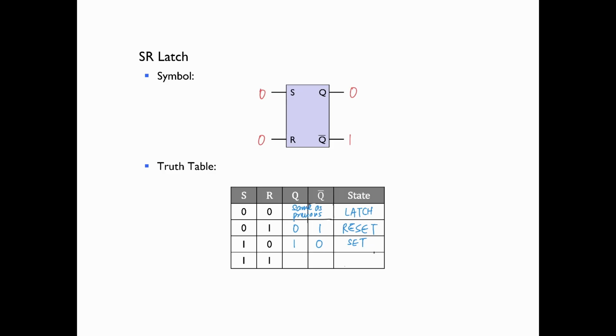Now, the last operating mode that we have is when both inputs are 1. Then your output will become 0. This is an invalid state. Why is this an invalid state? Because it will cause the next state to be indeterminate.